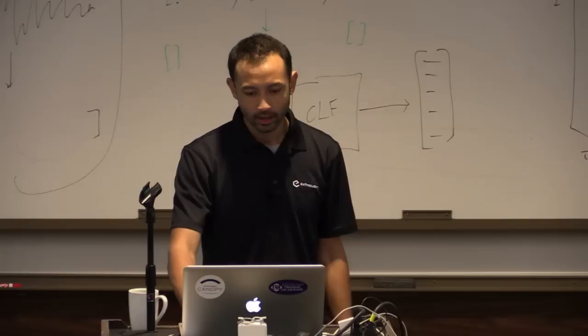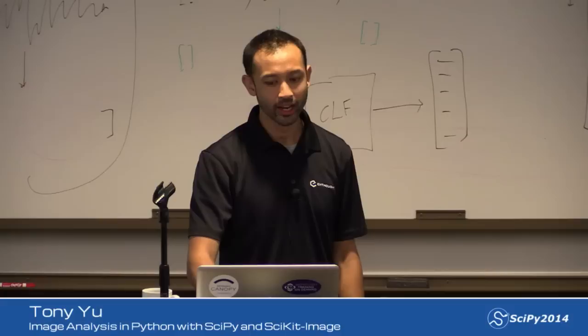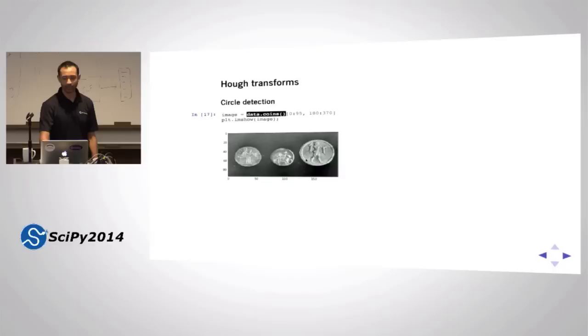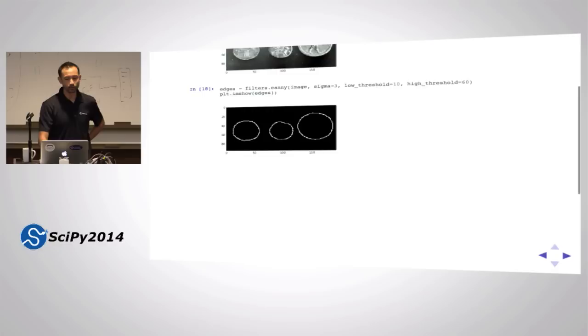So we're going to go back to our coins image, the image that we looked at earlier. I'm going to take a slice of it, the first 95 rows and some column slices as well, so I can isolate three different coins, just so it's easier to see. We can run the Canny filter on our image with some appropriate values, and we get a pretty good result just from these values. So we get the edges of the circles for all three coins.